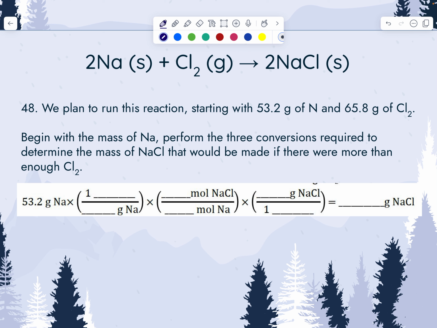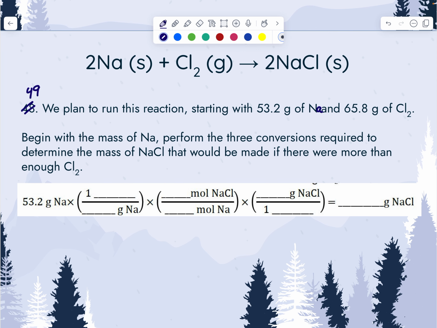I think in your notes this might be number 49, I see. And so this is a synthesis reaction between sodium and chlorine. Sodium's going to lose electrons, become positive. Chlorine's going to gain electrons and become negative. So sodium is oxidized and chlorine is reduced. So it says we plan to run this reaction starting with 53.2 grams of sodium, and 65.8 grams of chlorine.